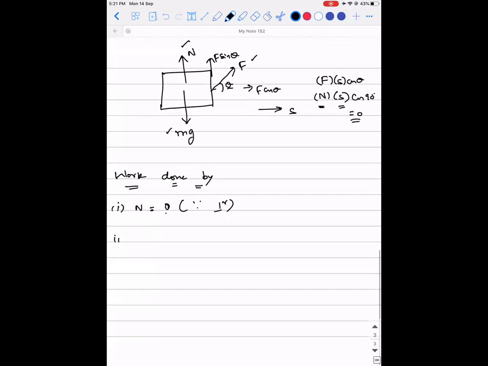Similarly, you guys tell me, what is the work done by mg? 0, sir. It is still 0 since it is again perpendicular. So what is the only force that is doing the work here? F, sir. So work done by F is how much?